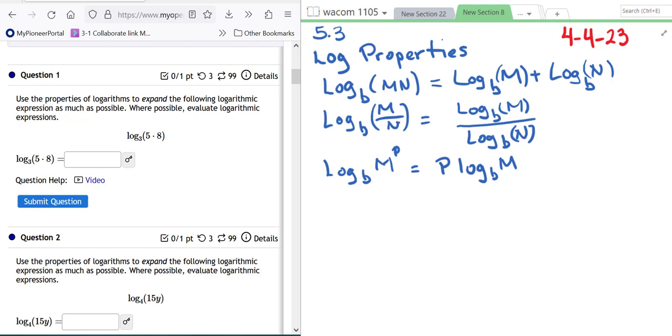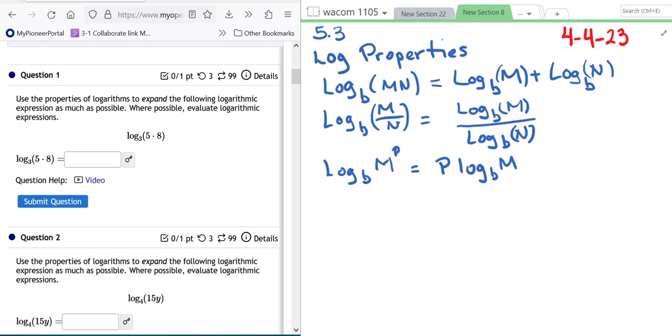Some of the things these properties are needed for: we rewrite them. If we have a product, we can break it apart and possibly simplify. But when we get to equations, which is the next section, you need to have one logarithm. So we will go backwards and put them back together if they're separate, so that we only have one log. So that's kind of what you're going to use this for.